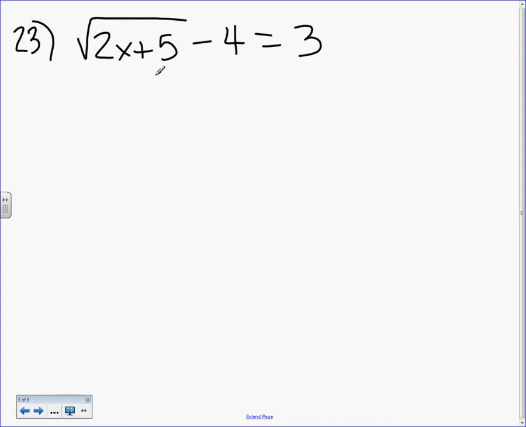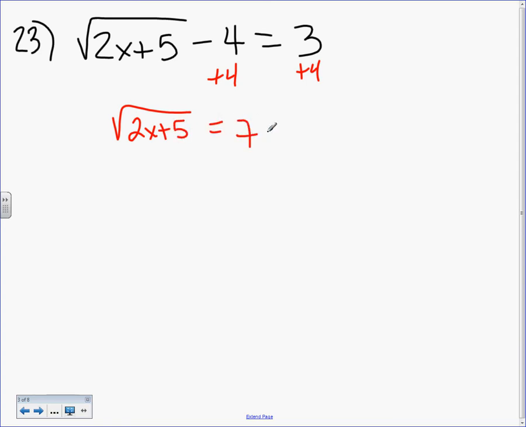So what's farthest away from the x? The minus 4. How do I undo a minus 4? Add 4. Yeah, and what you do to one side, you do to the other side, right? You don't have to show me plus 4 on both sides, by the way, unless that's helpful to you, okay? In Algebra 2, a lot of times you can just write down the answer. That's fine. So the square root of 2x plus 5 equals 7.